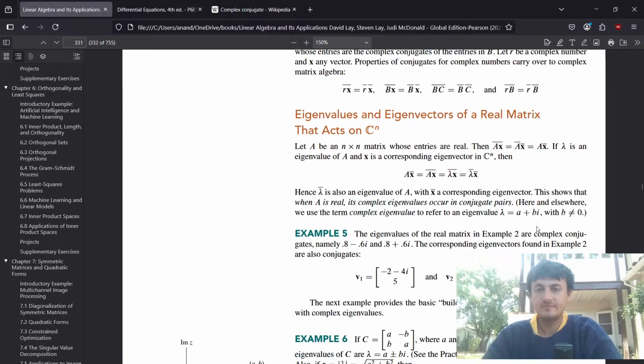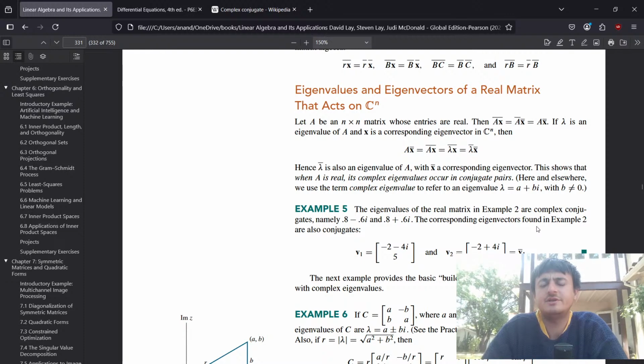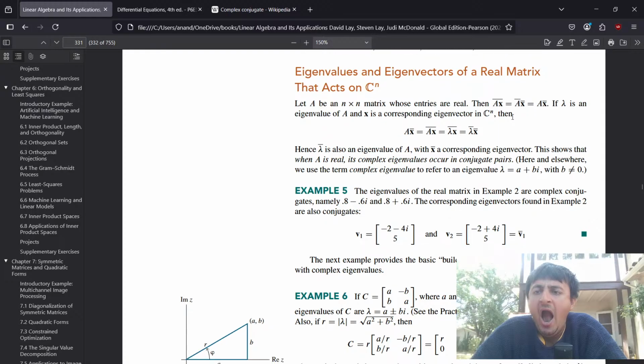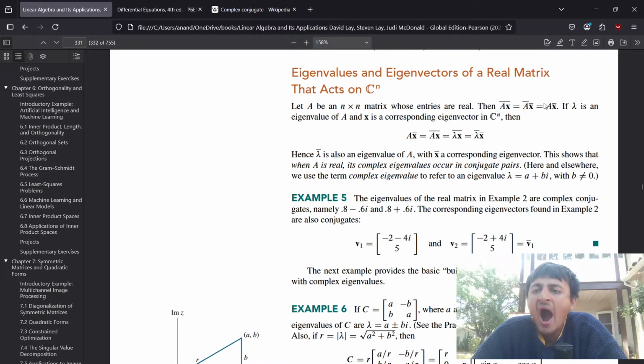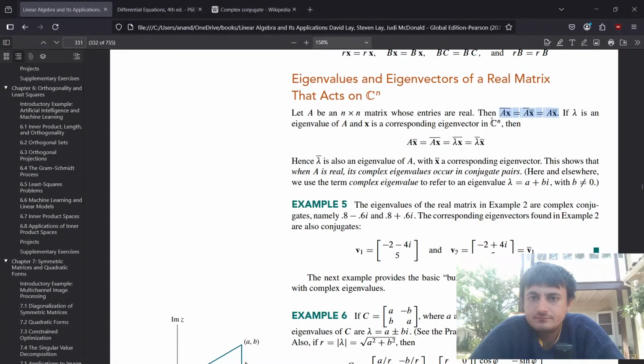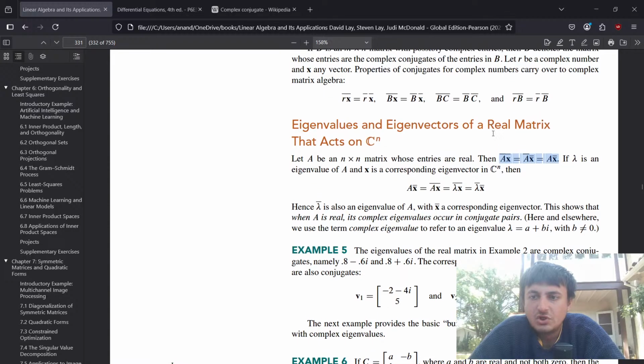Eigenvalues and eigenvectors of a real matrix. Let A be an m by n matrix whose entries are real, then... Oh, because the complex conjugate of a real matrix is itself.